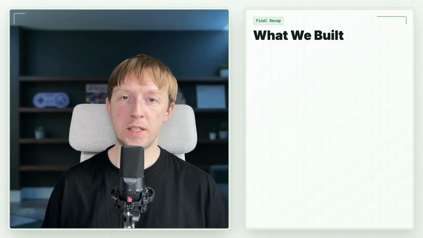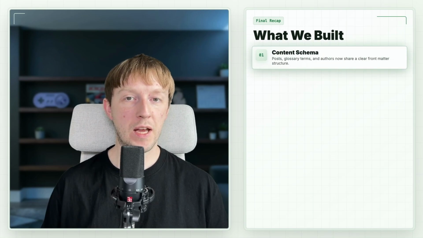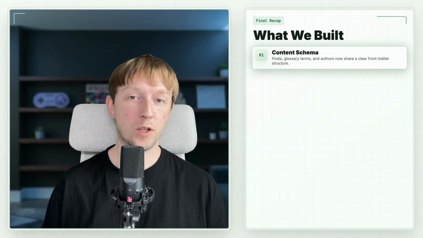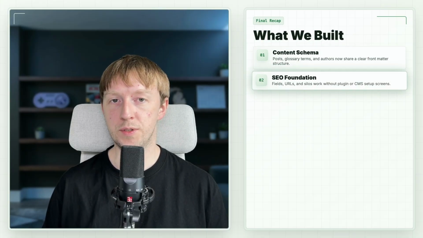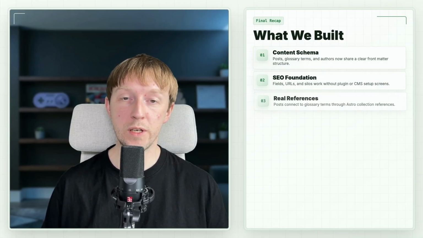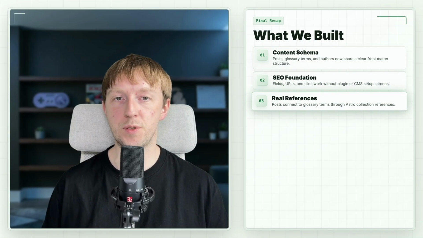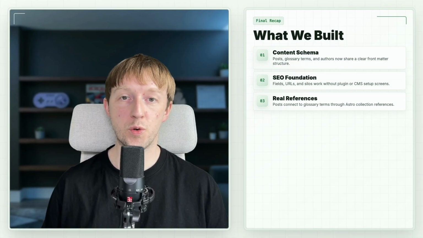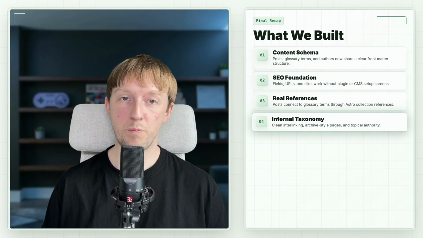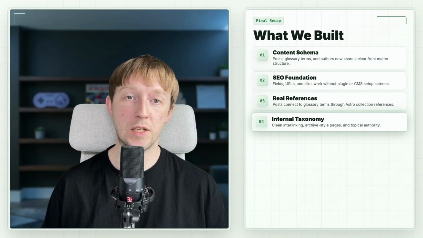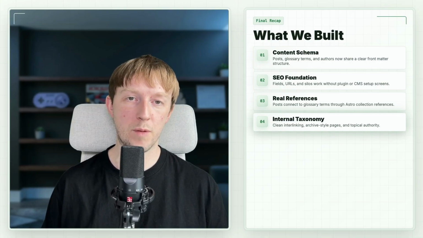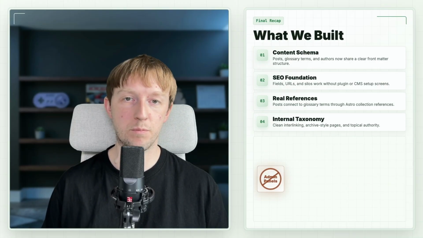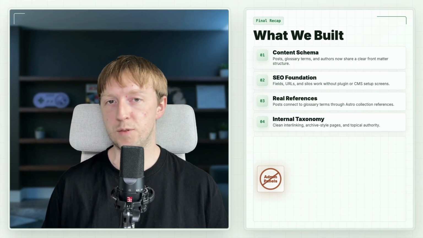Just to recap what we actually did here today, we built out the full content schema and front matter structure for our content collections, including the posts, glossary terms, and authors. We set up the foundation to properly manage SEO across the whole site without relying on plugins or a traditional CMS. And more importantly, we created real relationships between the posts and glossary terms using Astro's collection references. So that gives us a true internal taxonomy system, clean interlinking, better UX with archive-style glossary pages, and a strong foundation for topical authority and programmatic SEO. And we did all that without going into the back end of a CMS and manually creating custom post types, custom fields, and other settings one by one.